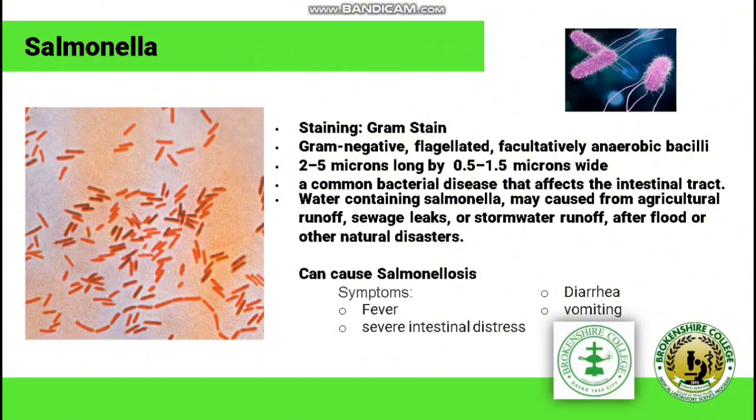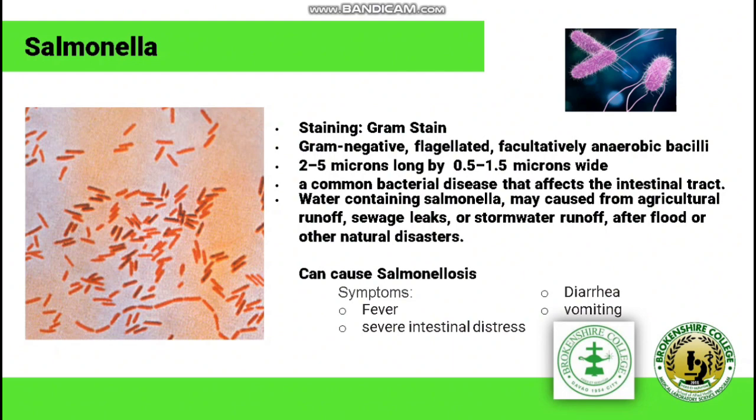Next is Salmonella. Salmonella can be stained using gram staining, but they are often detected using specific antibody-based staining techniques. Under the microscope, they appear as gram-negative rod-shaped bacteria. Generally, they measure 2 to 5 microns long by 0.1 to 1.5 microns wide and are motile by peritrichous flagella. Salmonella is a bacterial resident found in the intestinal tracts of many species, ranging from birds and reptiles to livestock, and can also cause bacterial disease that affects the intestinal tract of humans.